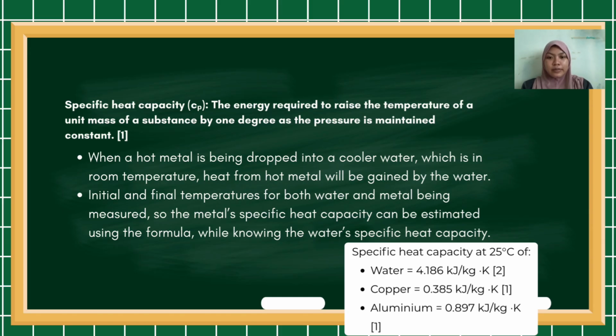The specific heat capacity at 25 degrees of water is 4.186 kJ per kilogram Kelvin. Copper is 0.385 kJ per kilogram Kelvin. Aluminium is 0.897 kJ per kilogram Kelvin. And iron is 0.450 kJ per kilogram Kelvin.